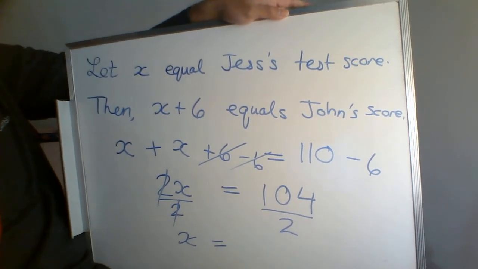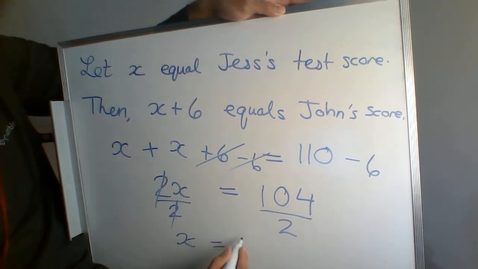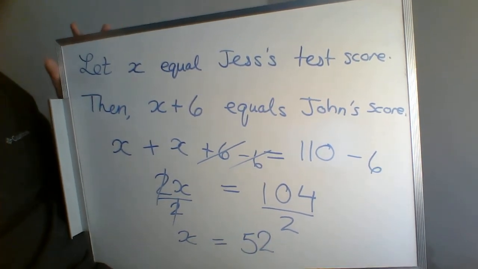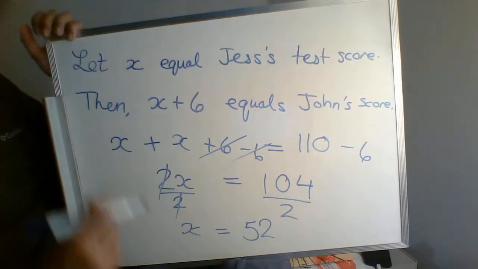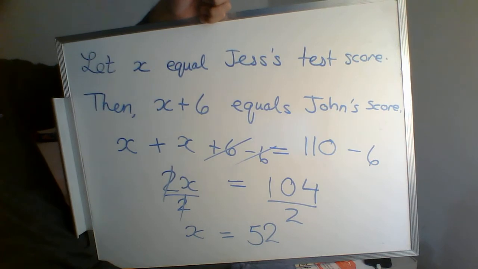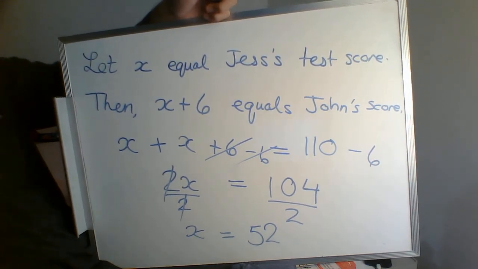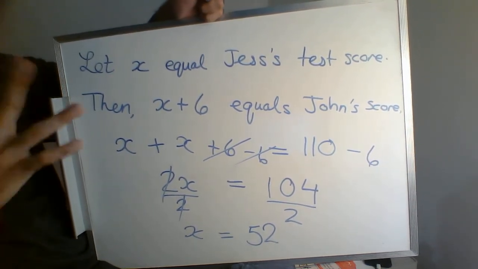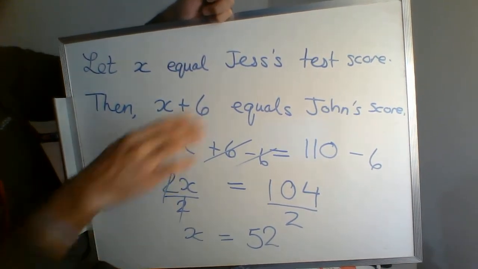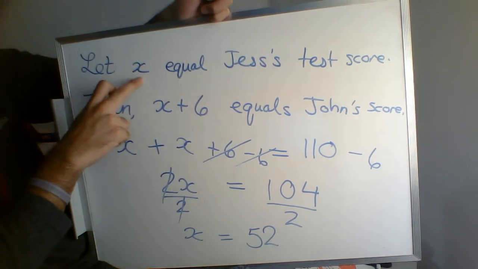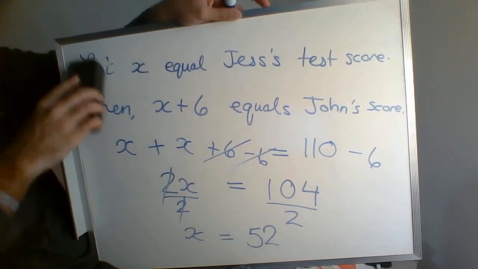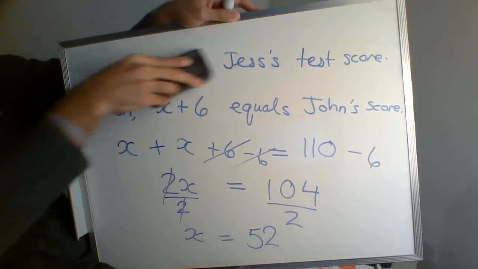And on the right side, I'm going to get 104 divided by 2, which if you go ahead and do the math, should give you 52. Alright, so we should get 52 as our answer for x. Now, what is x in this case? What did we want to find? Well, we wanted to find Jessica's test score and John's test score. Now we know Jessica's test score is represented by x, so that part is done. So we can write our final answer up in this line.